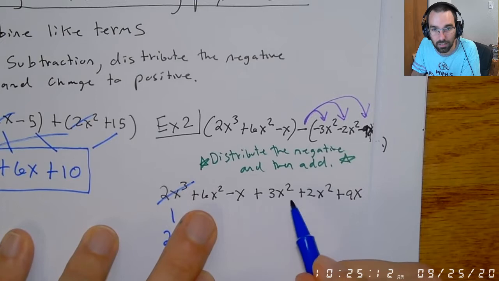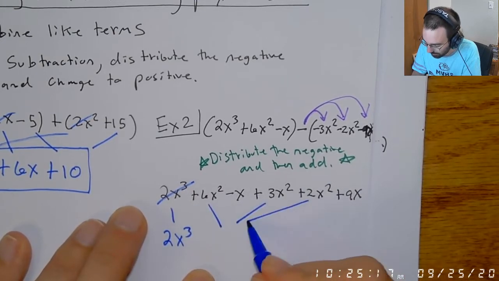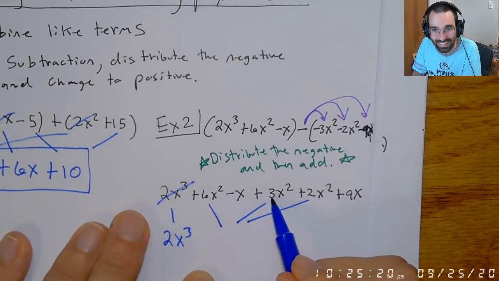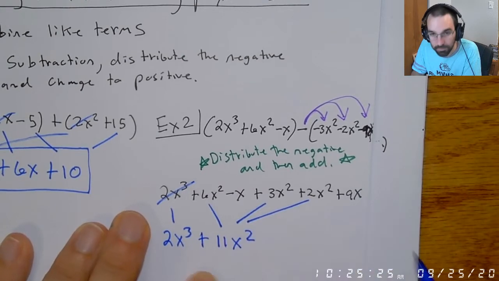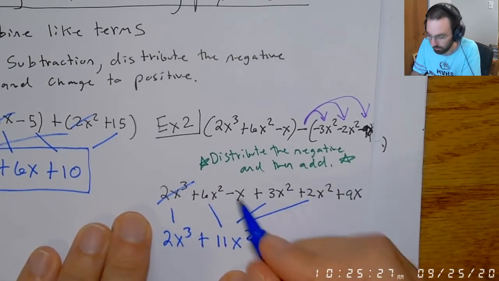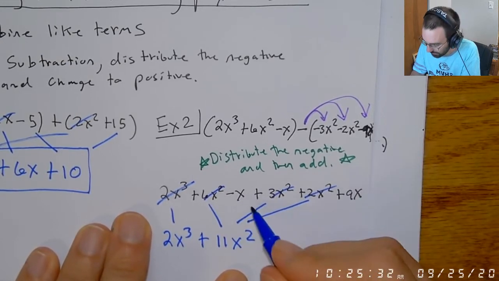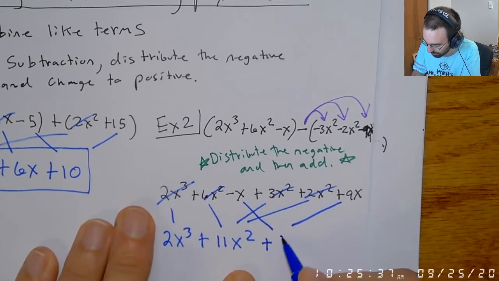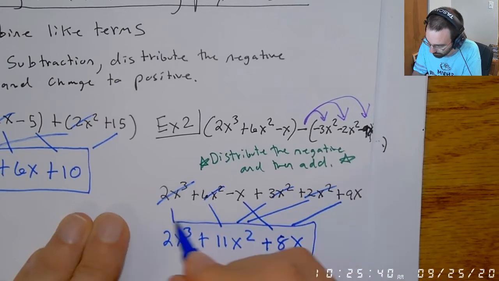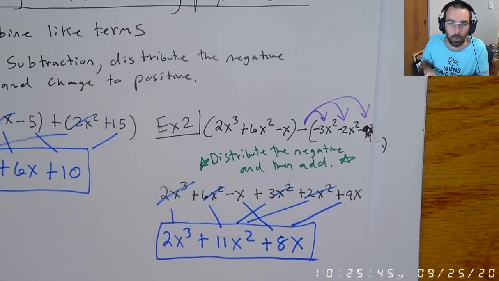Then, oh my gosh, I have a lot of squared terms. I have a 6x, a 3x, and a 2x. So 6 plus 3 is 9, 10, 11. So I'm going to have 11x squared. So I'm done with those. And then I have a negative x and a positive 9. So I'm going to have plus 8x. Okay. So with a negative, it just has that one more step, and then you go ahead and add.